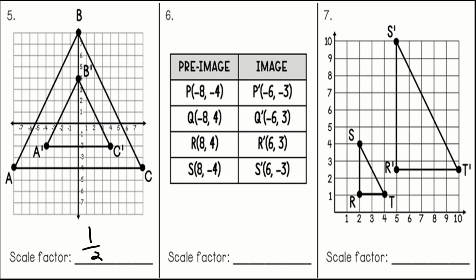Okay? Let's use B. B's right there on a line. It's on the y-axis, right? So for B, my pre-image is at 8. So that's my bottom number. Pre-image on the bottom. My image is at 4. So I would have 4 over 8. 4 goes into both of those numbers, so we can simplify it. That simplifies to 1/2.